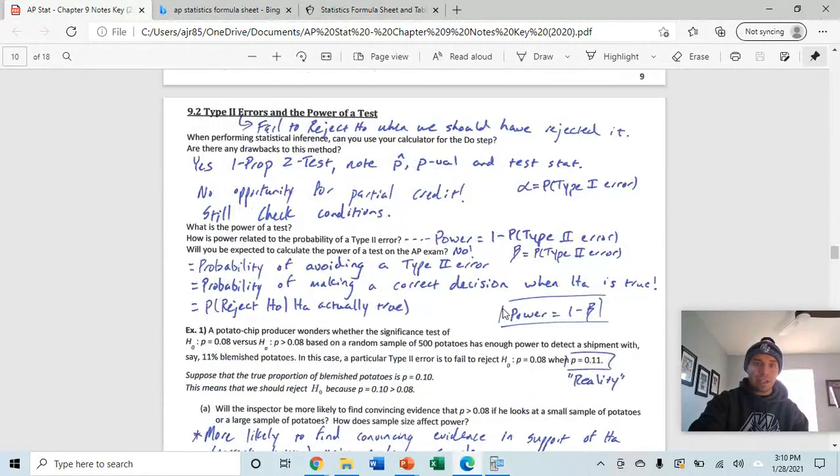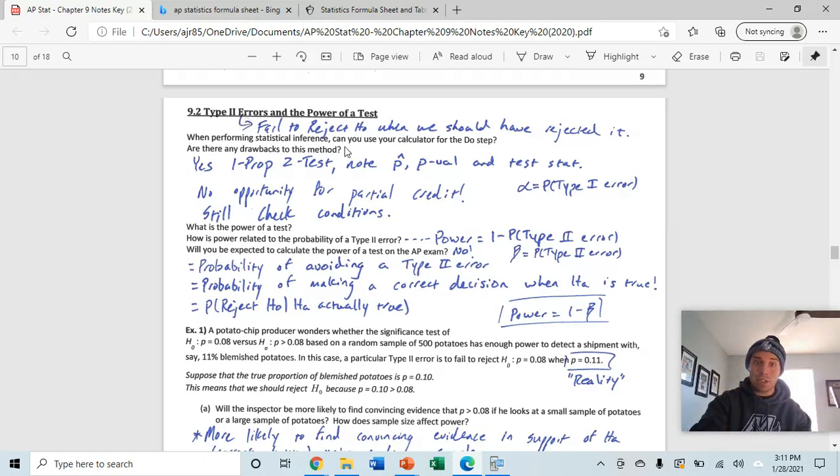Page 10 discusses a bit of a difficult topic to grasp an understanding of. We've talked about type 2 errors, and now we're going to add this concept of power into that. So remember, back to type 2 errors. Type 2 errors are when we fail to reject the null hypothesis when we really should have rejected it.